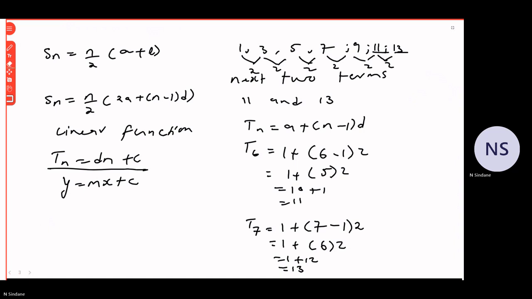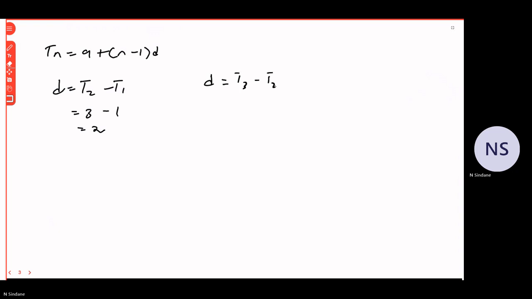Now, the second question is to determine the formula. Tn, we know that Tn is equal to a plus (n minus 1) d. And we know d is calculated by saying T2 minus T1, right? Remember T2 was 3 minus 1. This is equal to 2. I can also check to confirm if this is an arithmetic sequence by saying T3 minus T2. This I know is 5 minus 3, which is equal to 2. Therefore, I have the common difference. It means I can now continue with my work.